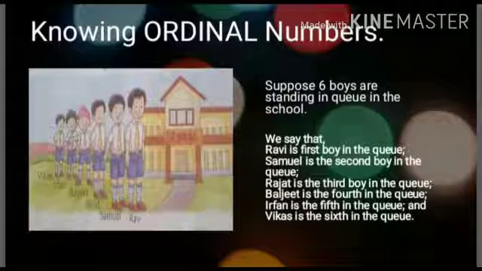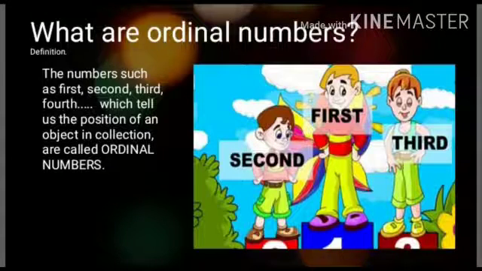For example, there might be a competition in your school, or you are all aware of questions. So what we say is first number, second number, third number, fourth number. Now have a look at the definition of ordinal numbers. The numbers such as first, second, third, fourth, which tell us the position of an object in a collection, are called ordinal numbers.